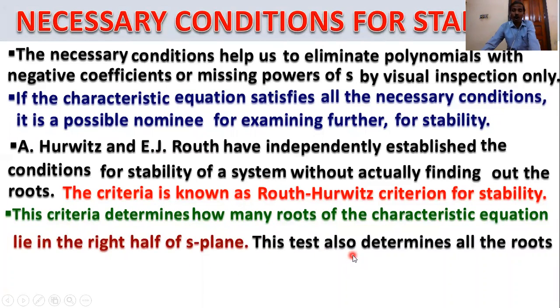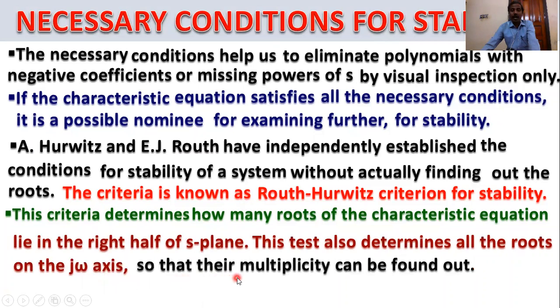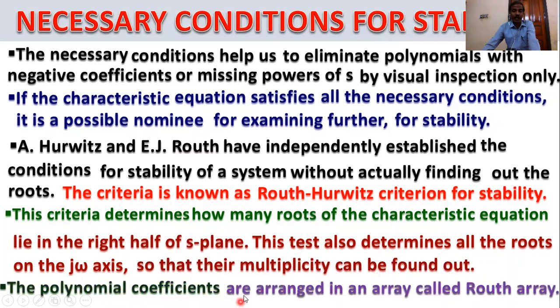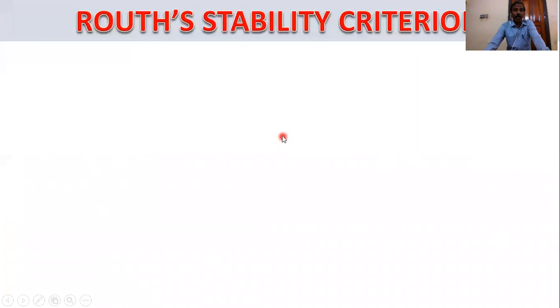This test also determines all the roots on the j omega axis so that their multiplicity can be found out. The polynomial coefficients are arranged in an array called the Routh array. So what is the Routh array and the sufficient condition? Next step, what is the Routh stability criterion?